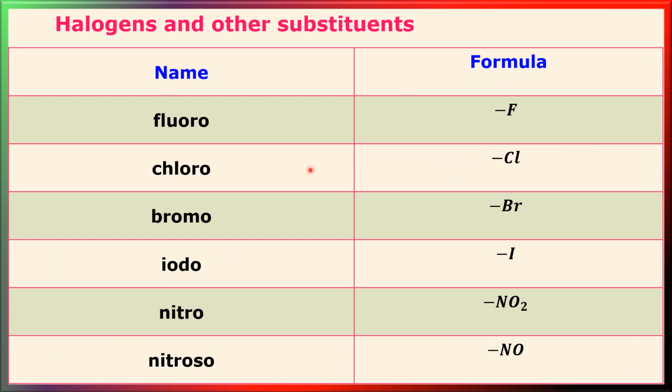Next one, halogens and other substituents. You can see here fluoro, F, chloro, Cl, bromo, Br, iodo, I, nitro, NO2, nitroso, NO. So these are the substituents. We can use them as secondary prefixes.